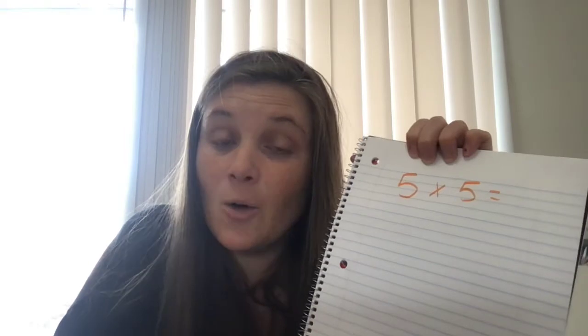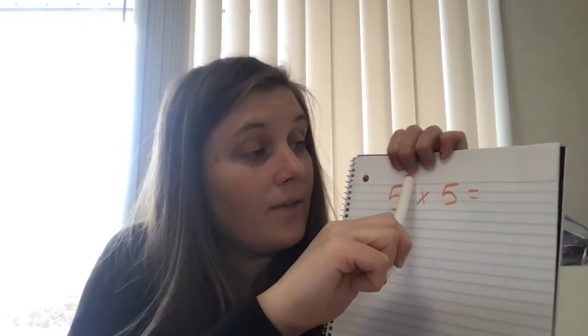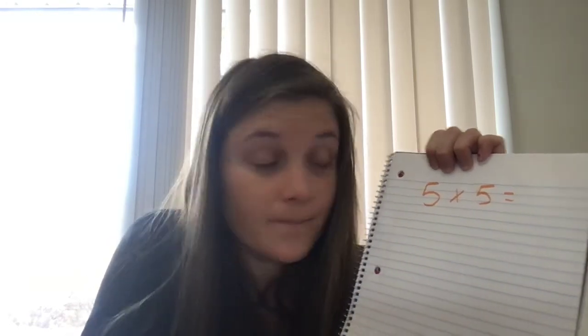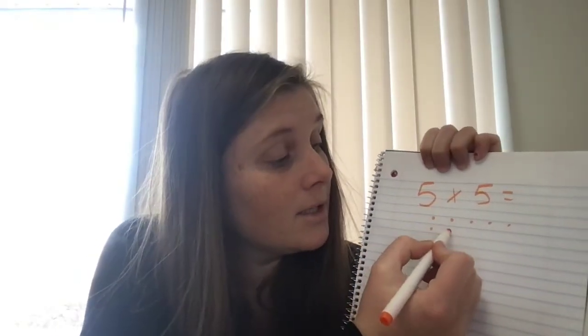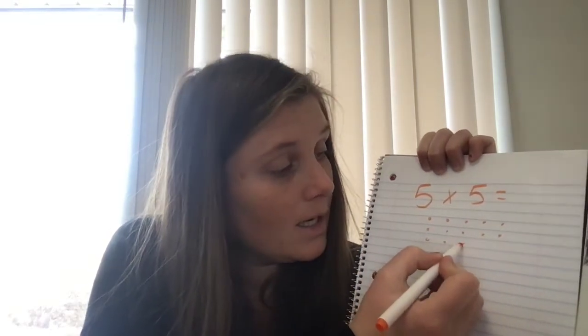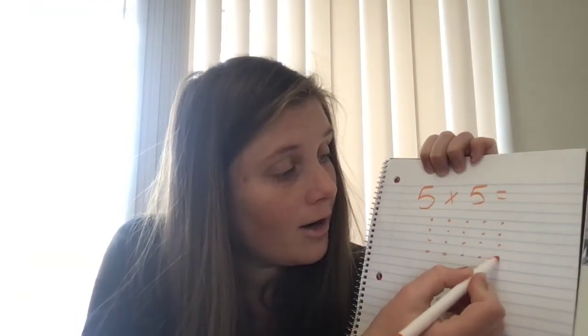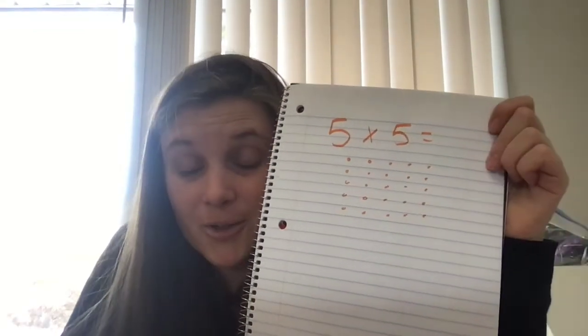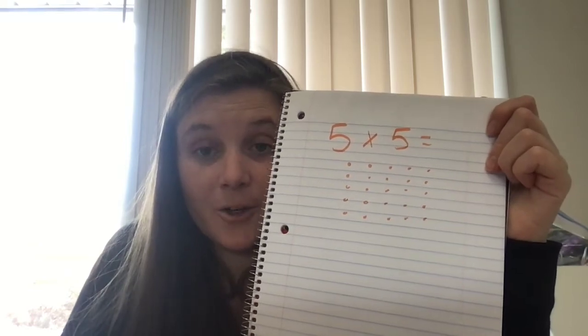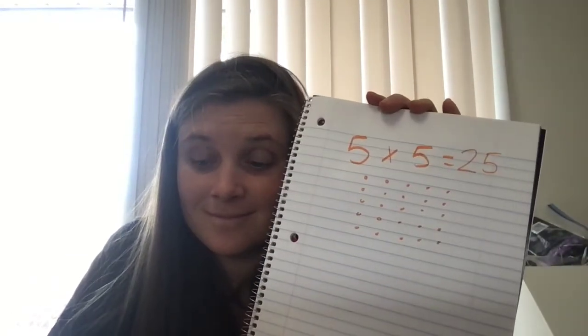Let's do another one. On here, let's do 5 times 5 equals, we need to draw the array. This is saying 5 groups of 5. So let's draw it. Here's our first group. We need to draw 5 groups. 1, 2, 3, 4, 5. You draw it in your journal. 5 groups of 5 equals 25. Okay, let's do another one.